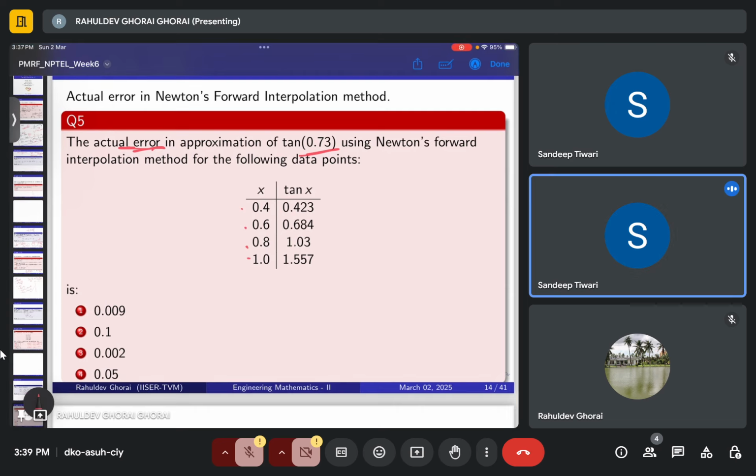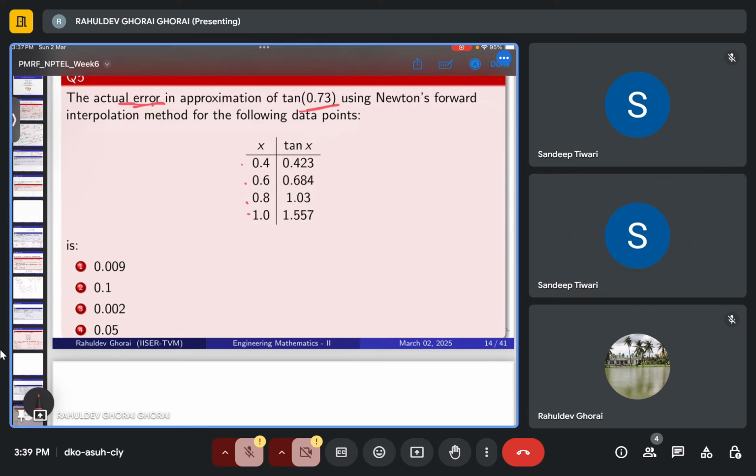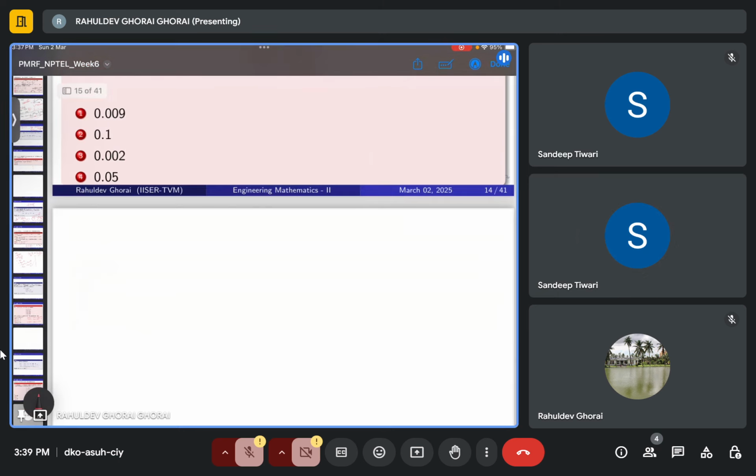Sir, the error in Newton's forward difference interpolation is p into p minus 1 up to p minus n plus 1 upon factorial. Yes, I know that's a formula. Then okay, let me write the formula.